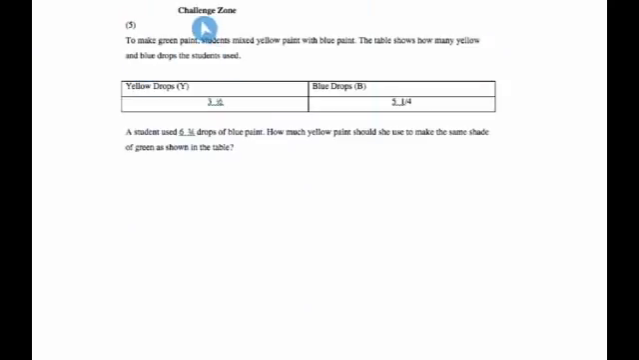Question 5, the challenge zone. To make green paint, students mixed yellow paint with blue paint. The table shows how many yellow and blue drops the students used. Yellow drops Y, 3 1/2. Blue drops B, 5 1/4. A student used 6 3/4 drops of blue paint. How much yellow paint should she use to make the same shade of green as shown in the table?